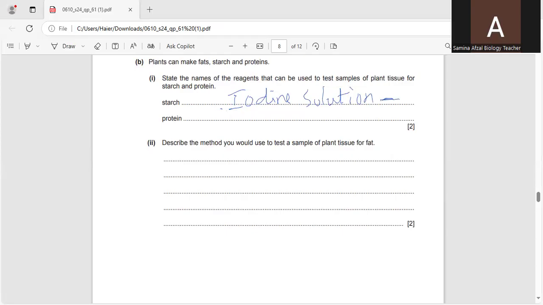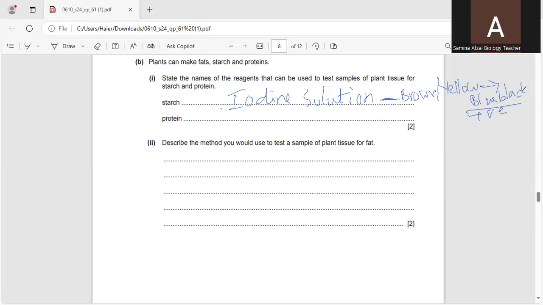The brown or yellow color is changed into blue black, and blue black shows the positive result, that is, the presence of starch. If starch is present, then we will use the iodine solution. If the iodine solution changes from yellowish brown color to blue black, it shows that starch is present.